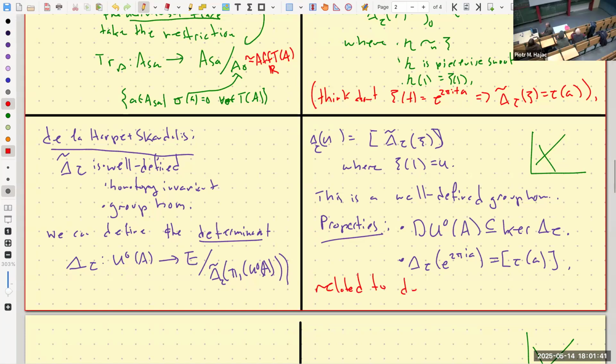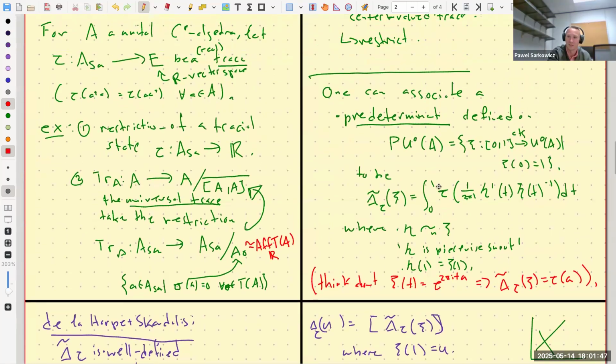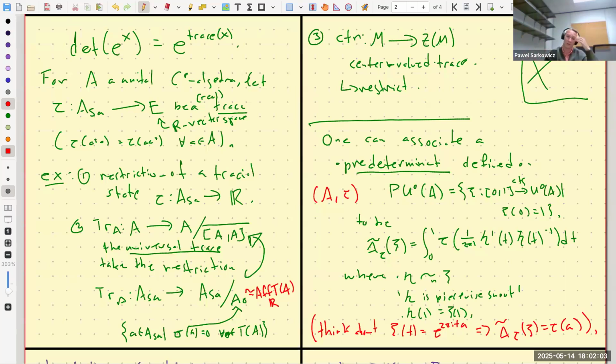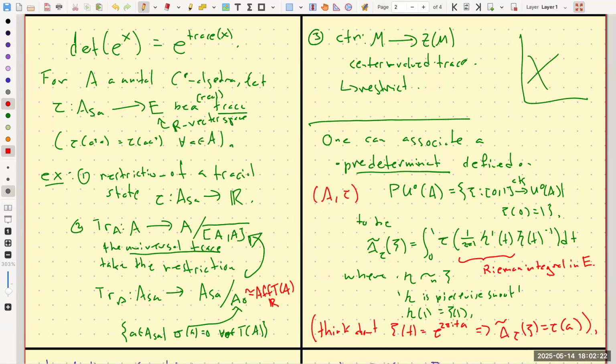So, sorry, can I have a question? Can you show your formula for this predeterminant thing again? Sure, yeah. And then what is tau in this? It's our trace. So we have a C-star algebra with our trace. So tau is a trace going from the self-adjoints to some real vector space. And this integral, I will say, is the Riemann integral in E. So if E is, say you have a tracial state, all you're doing is integrating in the complex numbers. Well, actually the real numbers, if we insist E is a real vector space.